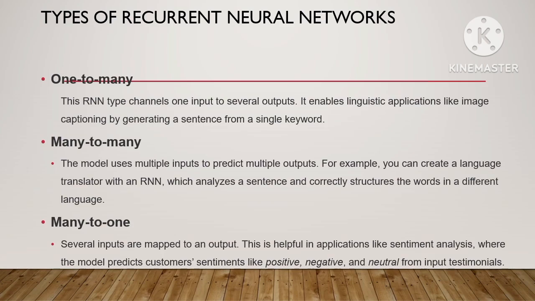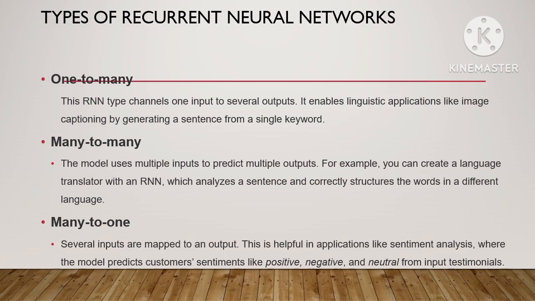For example, you can create a language translator with a recurrent neural network, which analyzes a sentence and correctly structures the words in a different language. So you input a sentence and you get out a sentence, but now it is in a different language. Okay. Many to one, you have several inputs mapped to a single output.